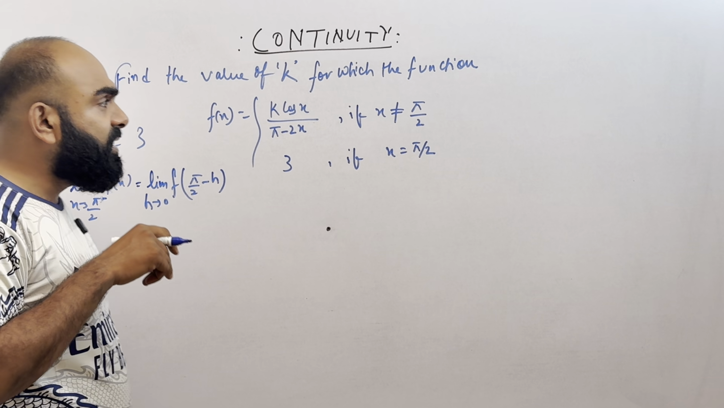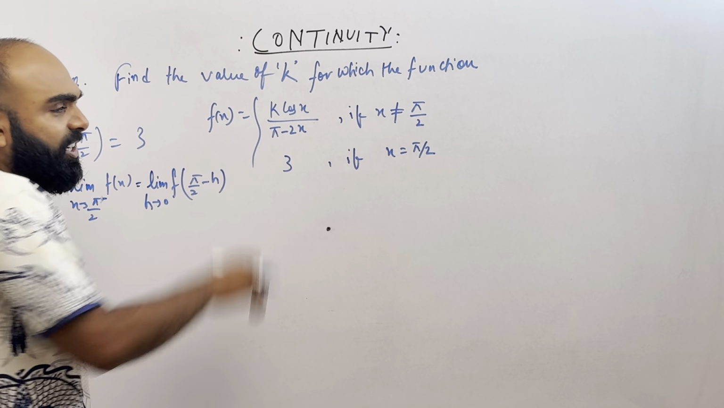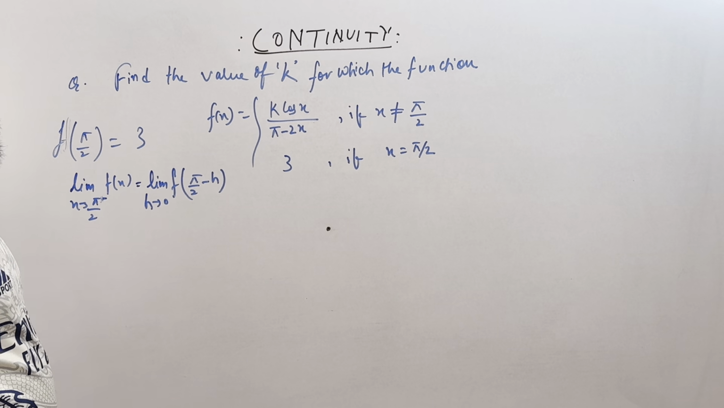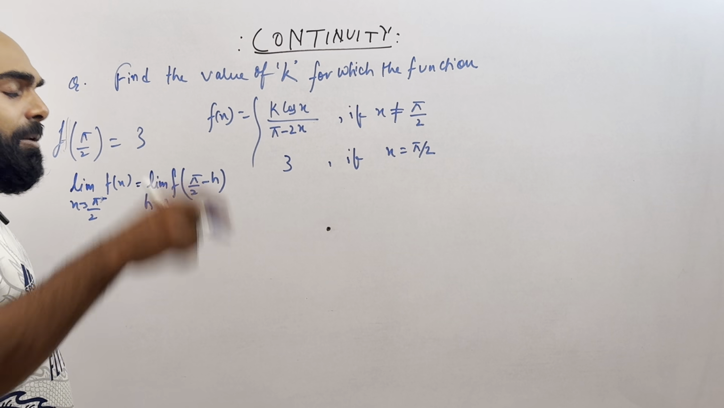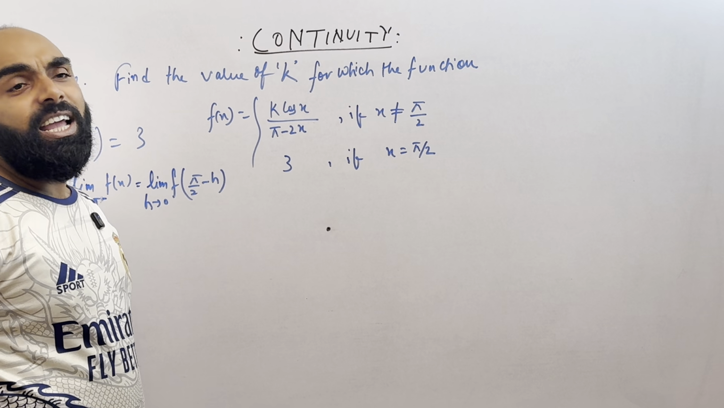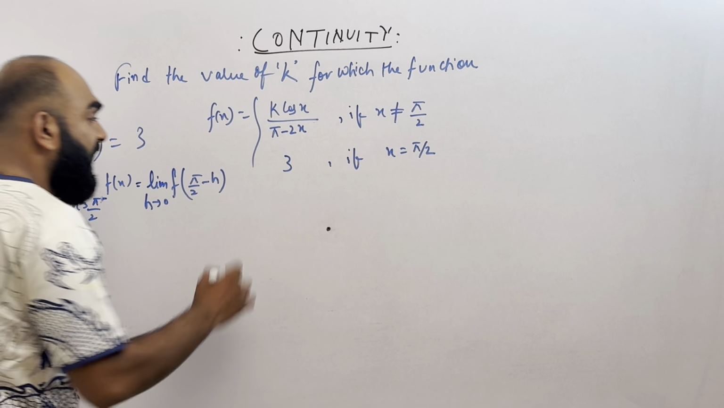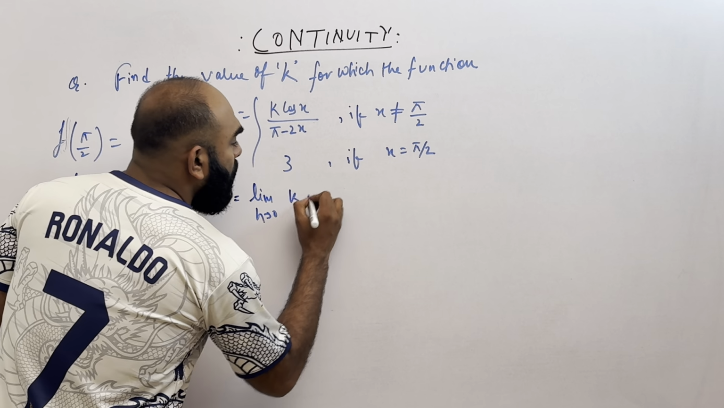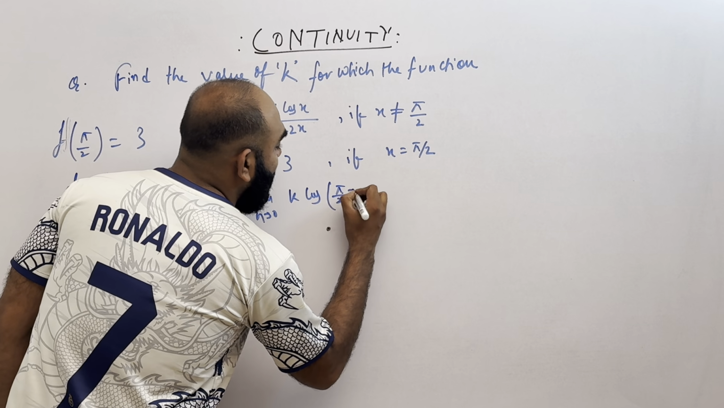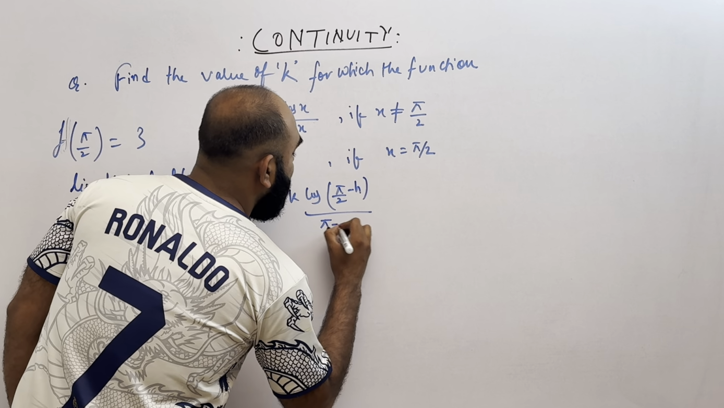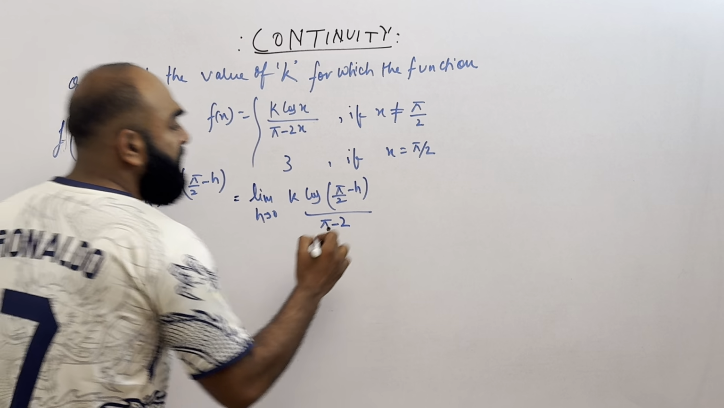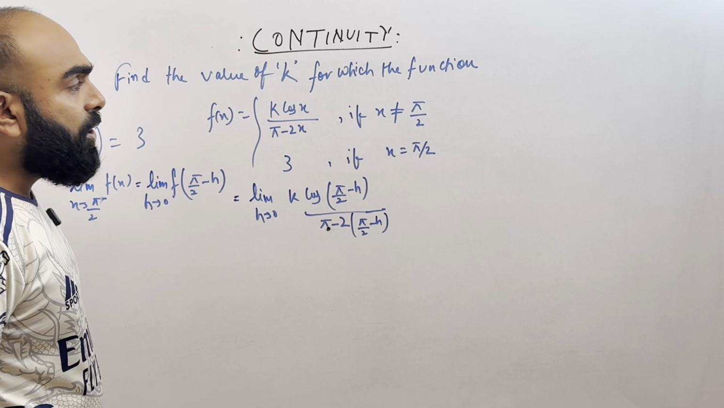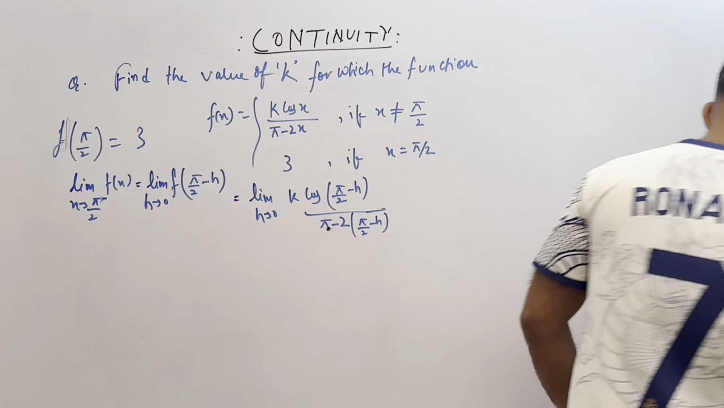Now, which function is valid? Sir, this function is only valid for x greater than pi by 2 and less than pi by 2. So, we are talking about x less than pi by 2. Sir, go in this function. Means in this function, in place of x, keep pi by 2 minus h. Sir, limit h tends to 0, k cos of pi by 2 minus h divided by pi minus 2 into x, that is pi by 2 minus h.